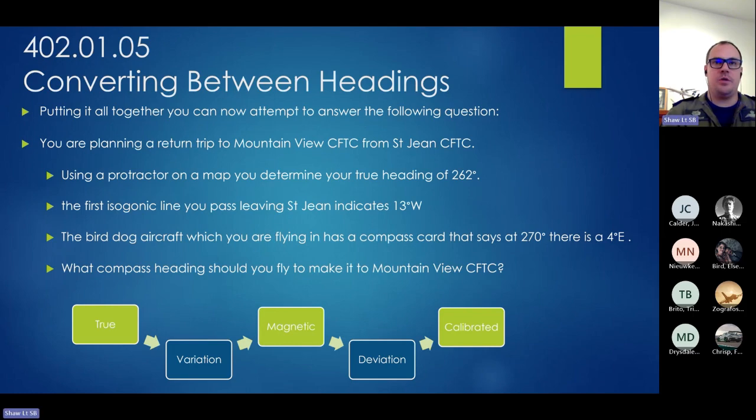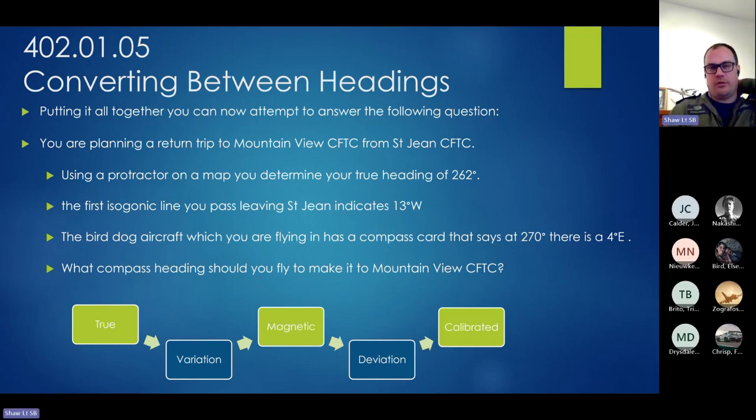First isogonic line you pass leaving Saint Jean indicates 13 degrees west. The bird dog, the tow plane that you're flying, has a compass card that says at 270 there's a 4 degrees easterly error. So what compass heading should we fly? Even though it says 270, there's a 4 degree east error, we're flying 262. So it's pretty close, right?